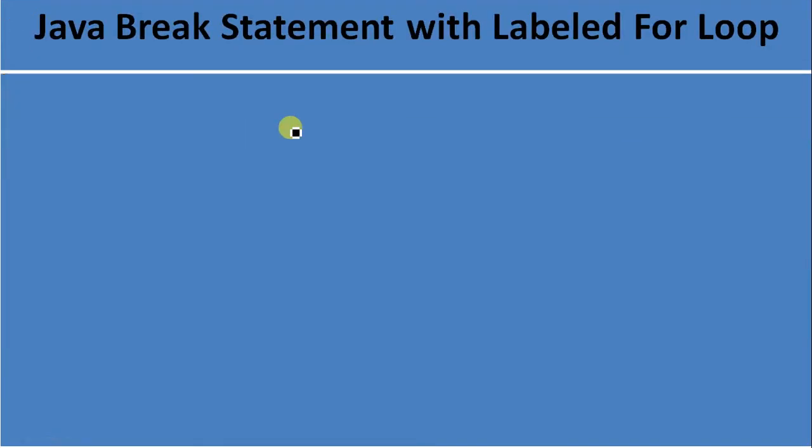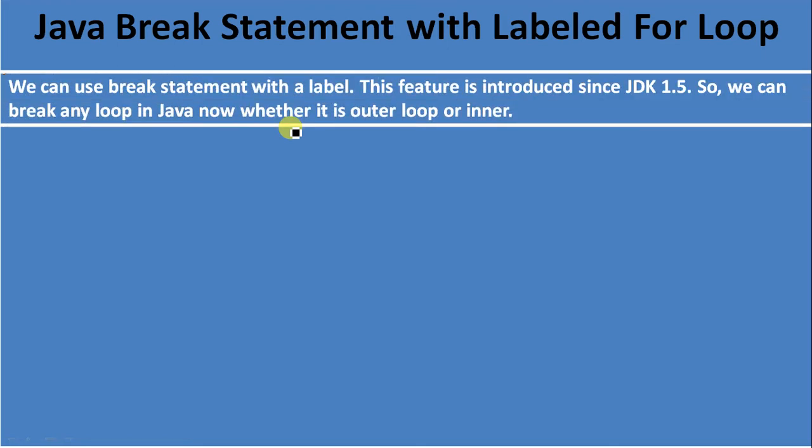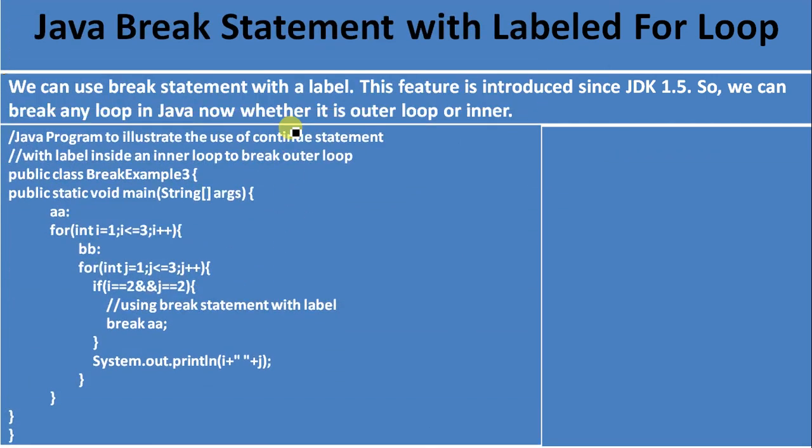Java break statement with labeled for loop. We can use a break statement with a label. This feature has been available since JDK 1.5. So we can break any loop in Java, whether it is an outer loop or an inner loop. So here is an example of a labeled loop. What is a labeled loop? We just define a name for the loop. So here is the example.